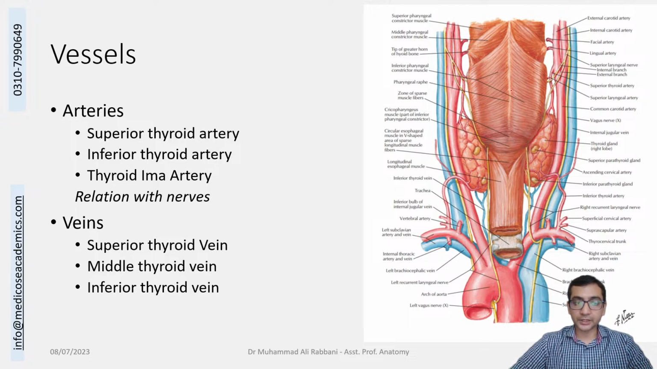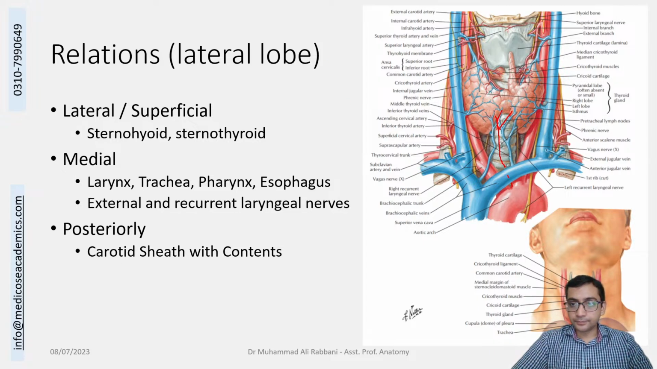Veins: we have superior, middle, and inferior thyroid veins. Again, these are more visible in this picture. Superior and middle thyroid veins. The superior thyroid vein goes to the internal jugular vein. It may go into the facial or lingual vein also, but it usually goes into the internal jugular vein. The middle thyroid vein also goes into the internal jugular vein, and both of these, while going to the internal jugular vein, are crossing in front of the common carotid artery.